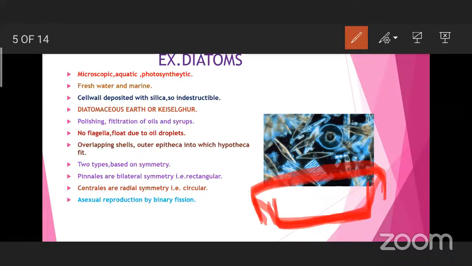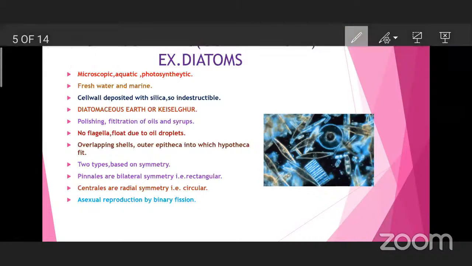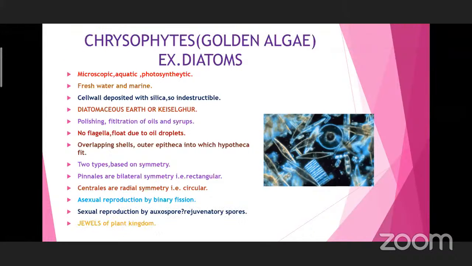Two types are based on symmetry here. Bilateral symmetry with a rectangular shape are called pennales, and radial symmetry with a circular shape are called centrales. So two types can be found in these diatoms based on the symmetry. Asexual reproduction is by binary fission, and the sexual mode of reproduction is seen by auxospores, which are the rejuvenatory spores.